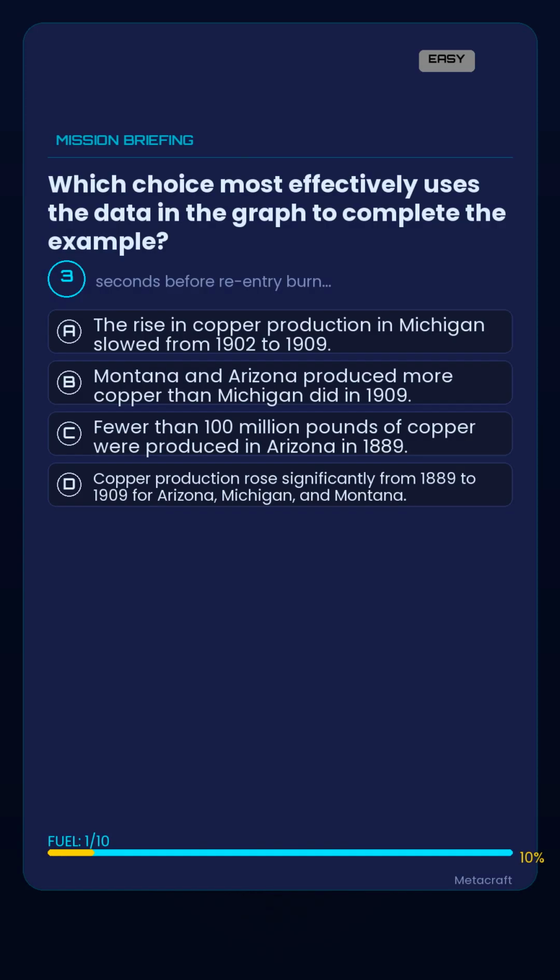Which choice most effectively uses the data in the graph to complete the example? Option A. The rise in copper production in Michigan slowed from 1902 to 1909. Option B. Montana and Arizona produced more copper than Michigan did in 1909. Option C. Fewer than 100 million pounds of copper were produced in Arizona in 1889. Option D. Copper production rose significantly from 1889 to 1909 for Arizona, Michigan, and Montana.